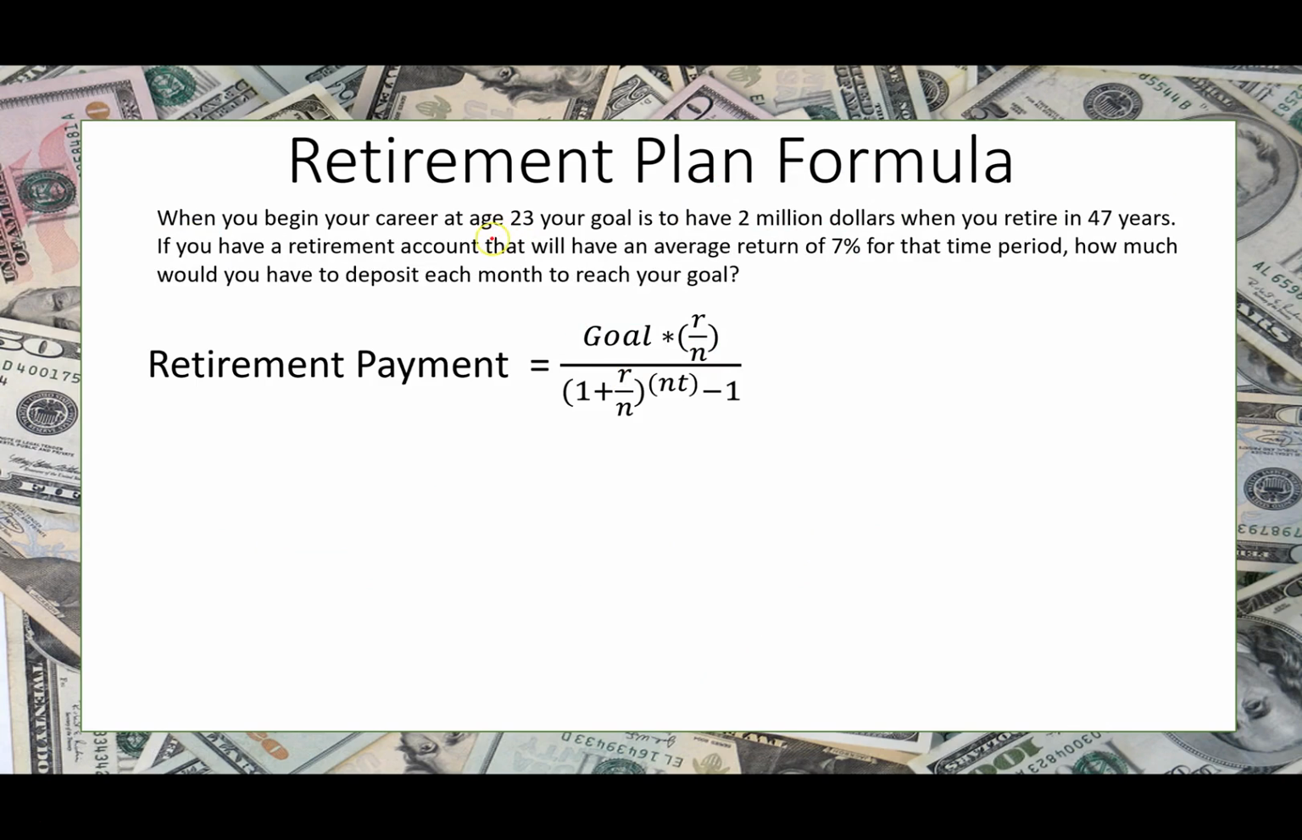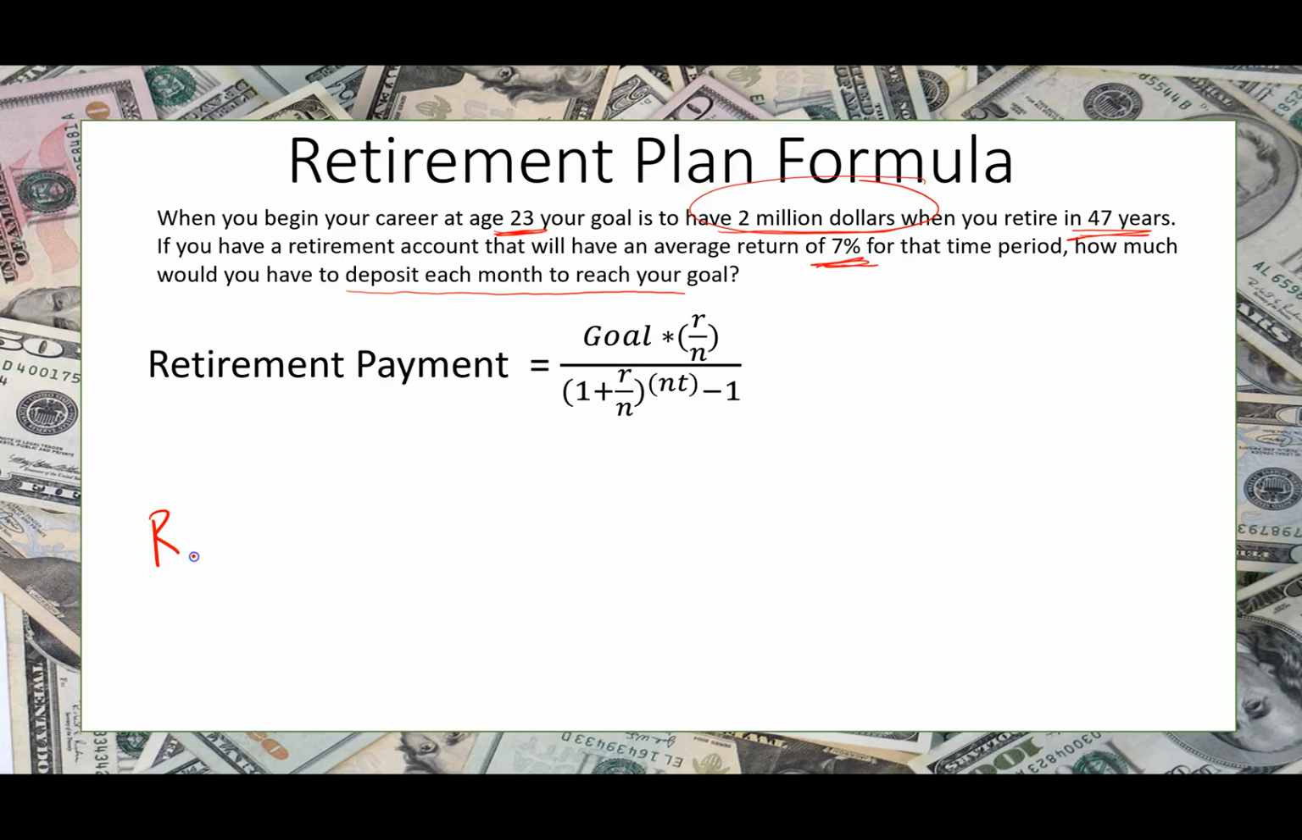So this one, we're starting your career at age 23. You graduate college a little earlier. You want $2 million though, and you're going to work a little longer than the last example. We're going to work 47 years. This time, the stock market wasn't quite as good, or whatever you're investing in. You're only at 7%. And I'm still trying to figure out how much you're trying to deposit each month so that I retire with $2 million.